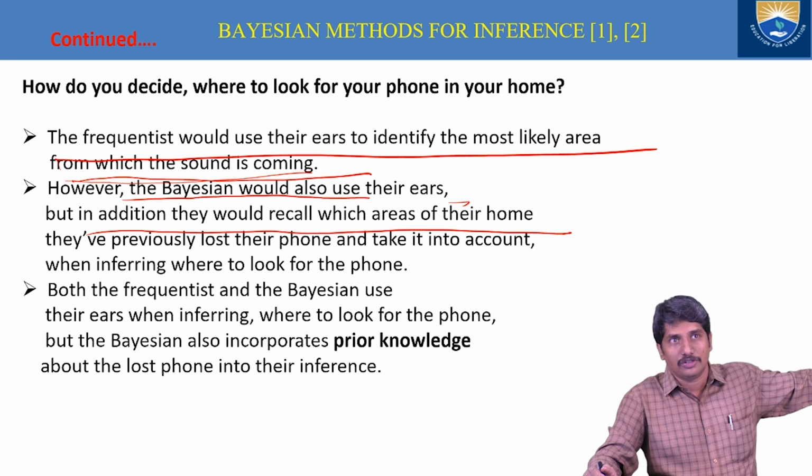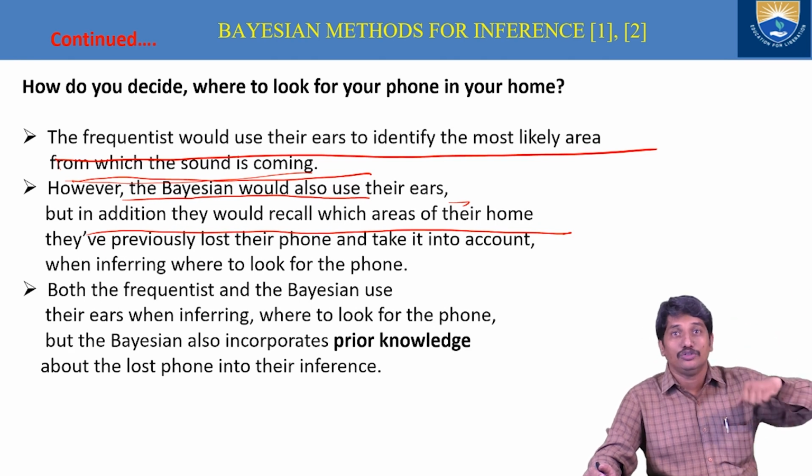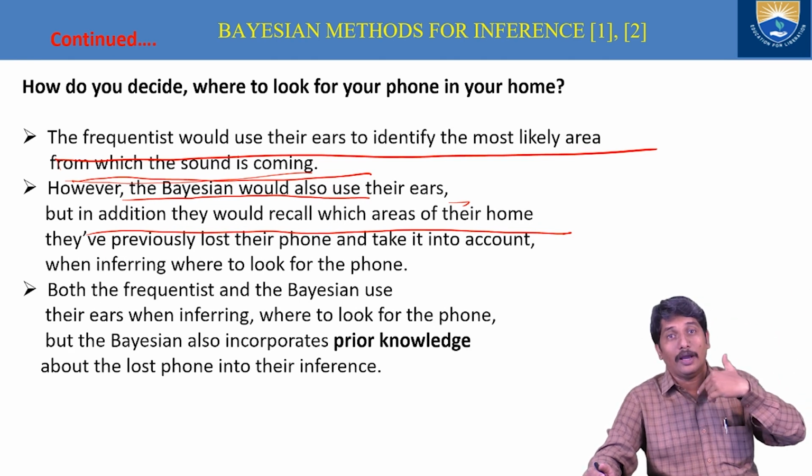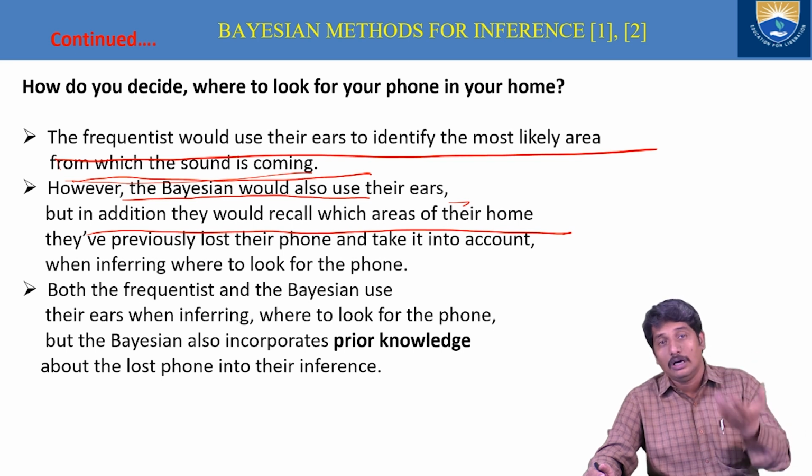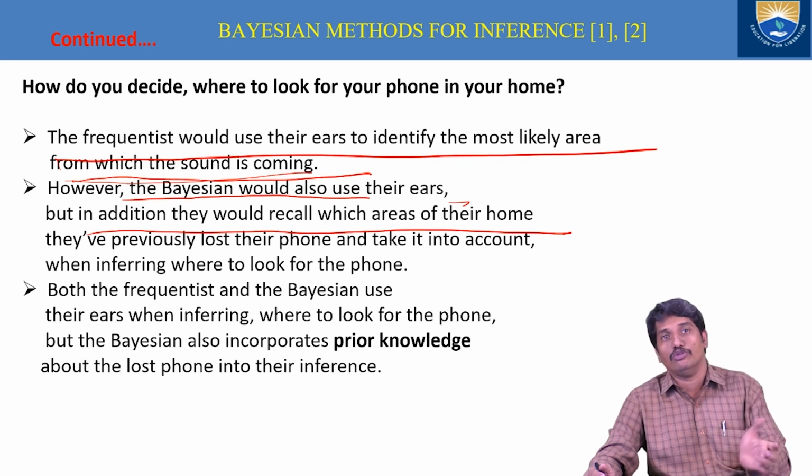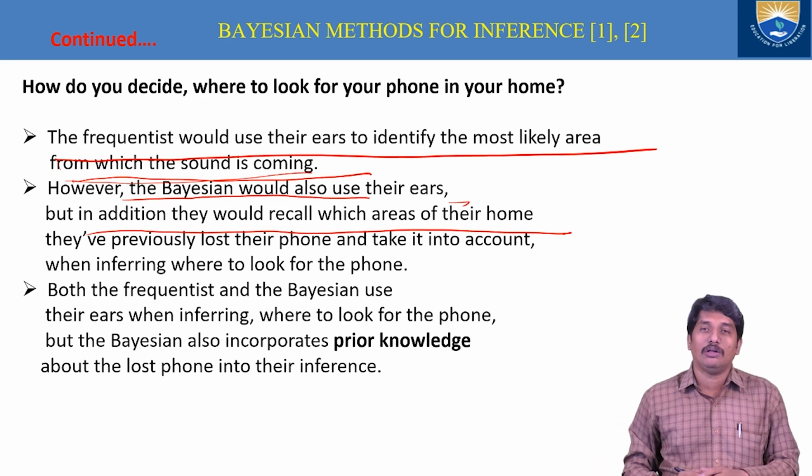And last week also I did the same thing. I forgot my phone in the bathroom, or I might have forgotten my phone in the dining hall or while watching TV. So you will use that knowledge and also this sound. So you have more probability or more chance to predict where the phone is lost. So that is what Bayesian is.